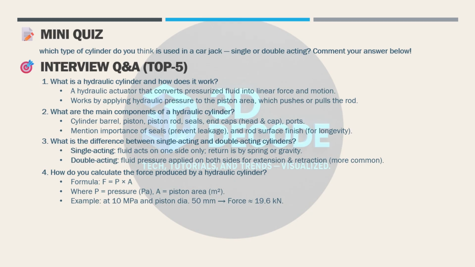4. How do you calculate the force produced by a hydraulic cylinder? Formula: F equals P times A, where P equals pressure in pascals, and A equals piston area in square meters. Example: at 10 megapascals and piston diameter 50 mm, force is approximately 19.6 kilonewtons.